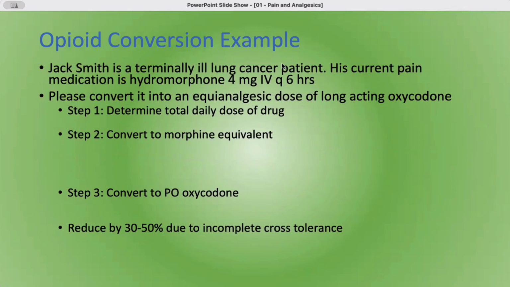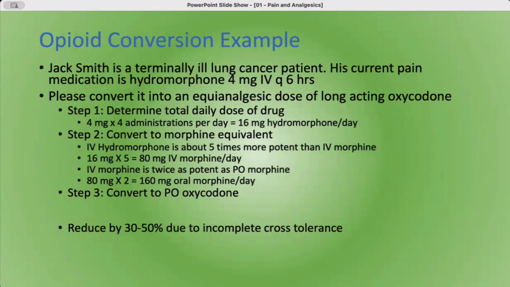You have a terminally ill lung cancer patient. They're on hydromorphone, 4 milligrams Q6, and we want to convert it to an equal analgesic dose of long-acting oxycodone. So you take this 4 milligrams Q6, you get the total daily dose. All right, Q6 hours means they get it 4 times a day. 4 times 4 is 16 milligrams of hydromorphone. Now, the hydromorphone needs to be converted to morphine.